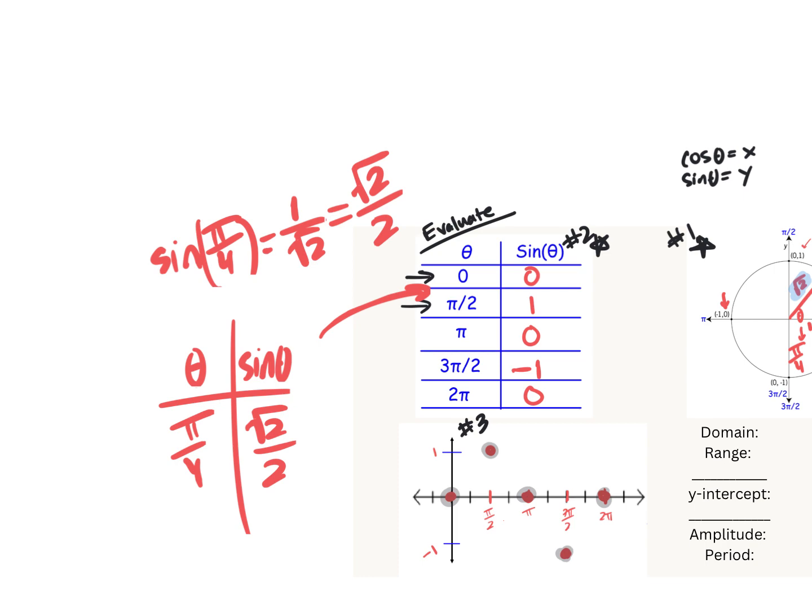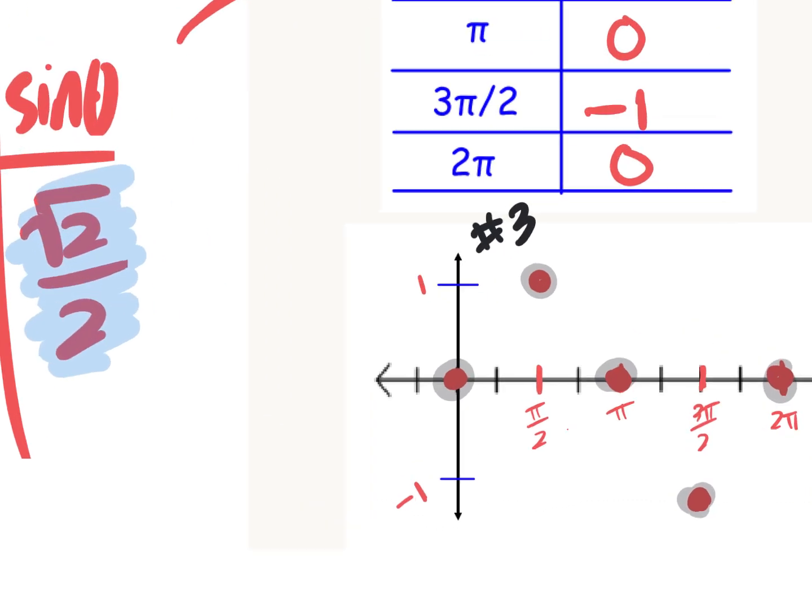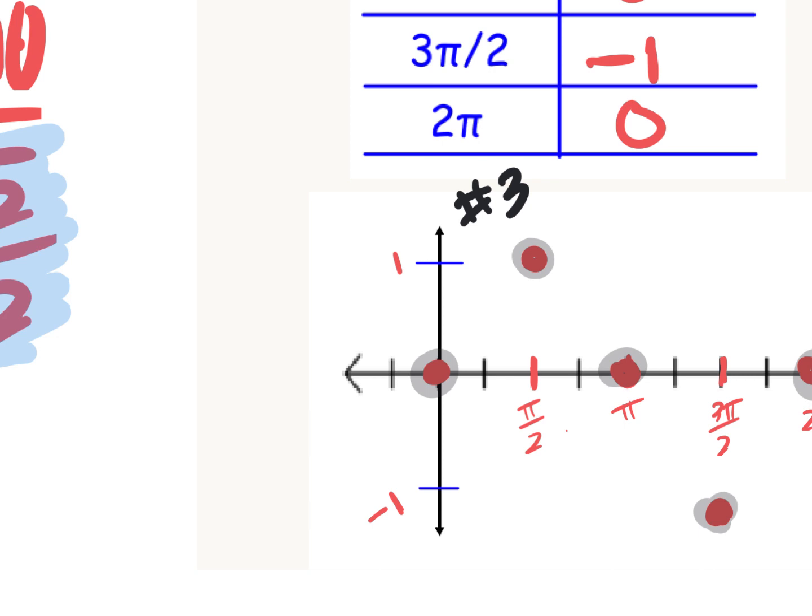But the question is, where does that go on my XY grid? That value of square root 2 over 2, where does it go? So I'm going to use a calculator to calculate the square root of 2 over 2.